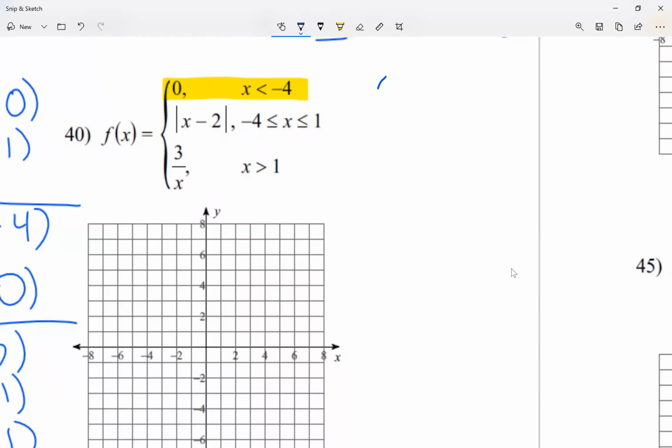One value I'm going to choose is -4, right? Because x is less than or equal to -4. -4 is an important number here. Let me choose a number less than -4. All right, let me choose -5.